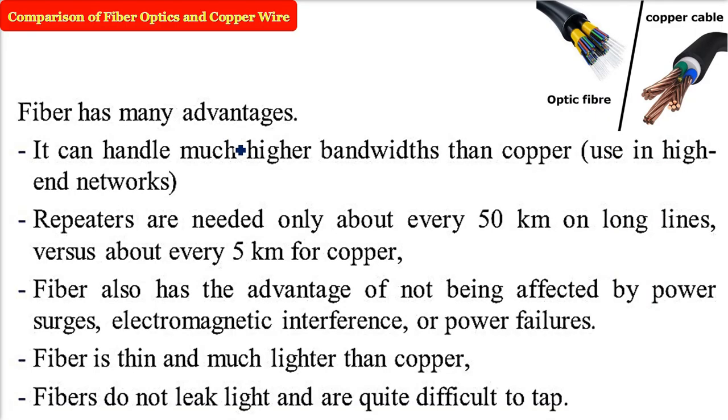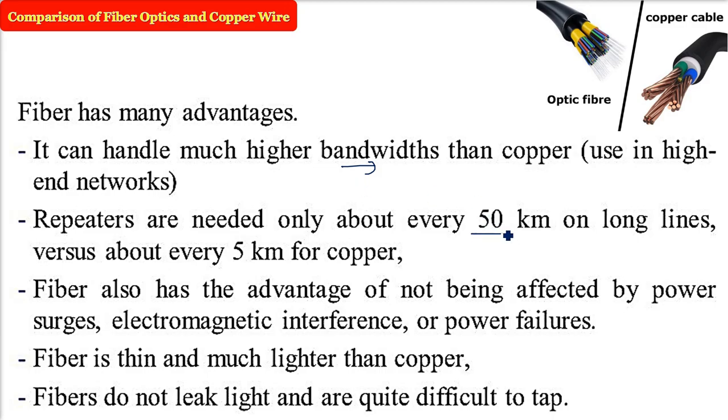The comparison between fiber optics and copper wire. Fiber has many advantages over copper wire. The pictures are also shown here just to have a view. So the fiber can handle much higher bandwidths as against copper. The bandwidths are higher, 100 Gbps, 100 kilometer, right? So the first one is this.